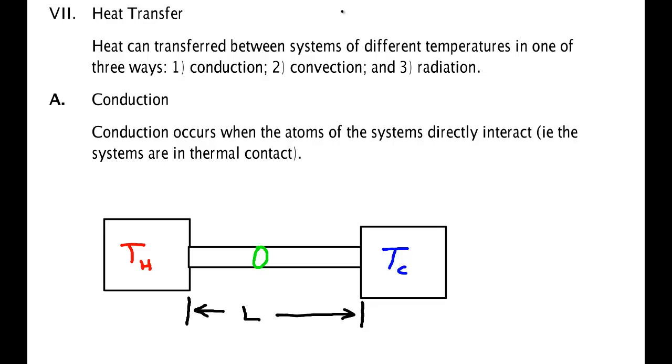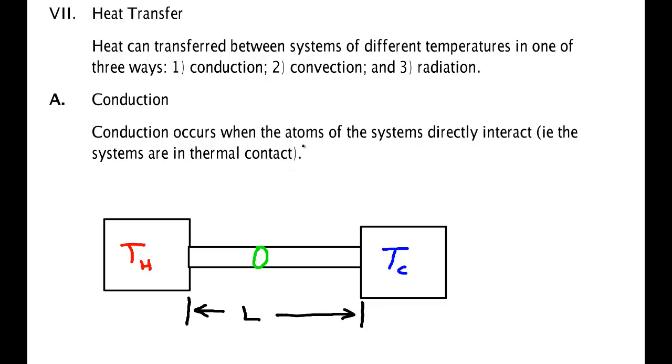One way is you can have two different objects with different temperatures, or even a single object that has different temperatures at different parts of it, that is in direct contact, and the atoms bang directly from objects of one to the atoms of the other object and transfer that energy. A lot of this is usually done by electron transfer, and so good electrical conductors are usually what are called good thermal conductors. This process is known as conduction, and we often say this is thermal conductivity. So conduction occurs when the atoms of a system directly interact, i.e. the systems are in thermal contact.